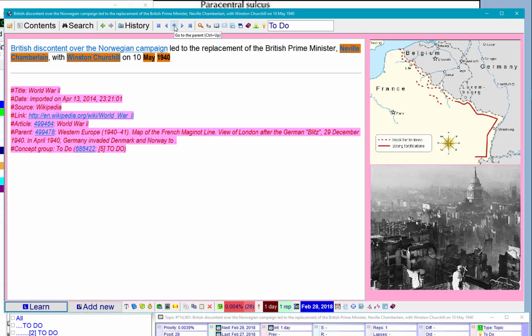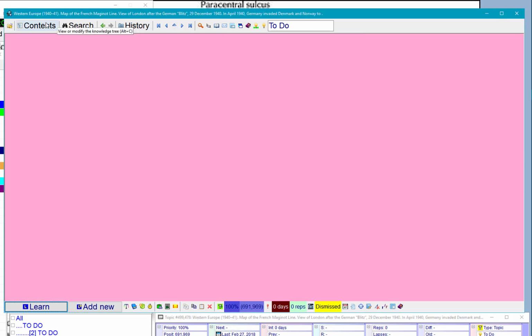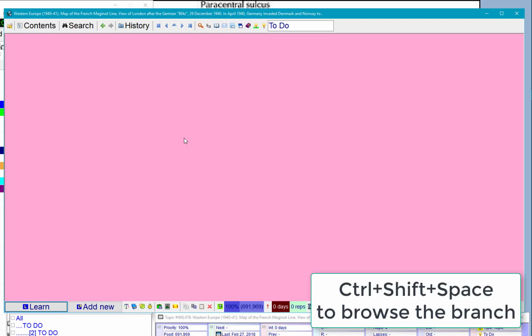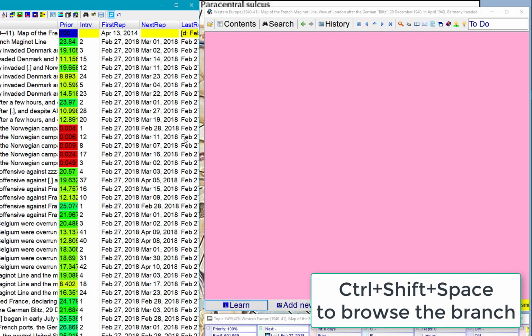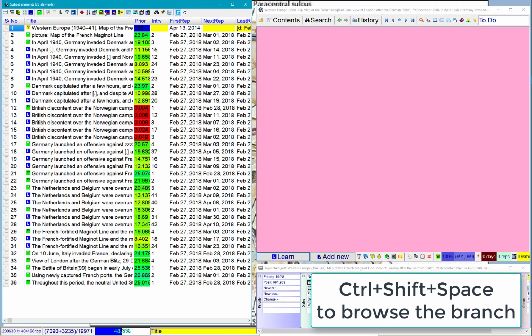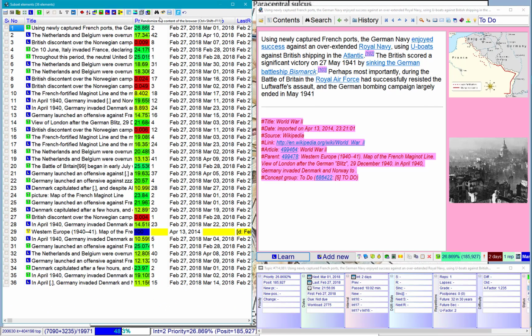Let's go to the root of all that chapter. That's Western Europe. Let's see Western Europe. That's correct. Let's see that in the browser. Let's randomize the browser. Last repetition took place today.